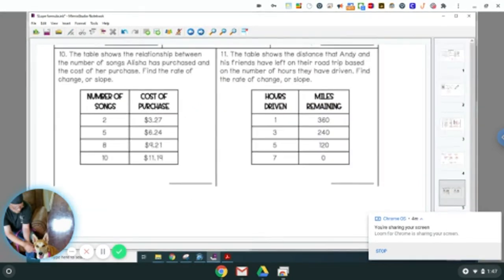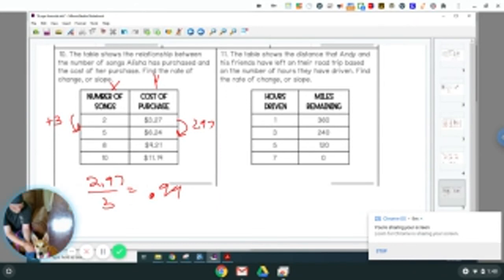All right, and then this is how you do it from a table. So this will be your x, and this will be your y. This says find the rate of change or your slope. So basically, you're just finding the change in y over the change in x. So figure out what you added to get to here. So you'll just do 6.24 minus 3.27, and you get 2.97. And then figure out what you added to here, and you added 3. So your slope will be 2.97 over 3. And you can divide that, and that'll be 0.99.